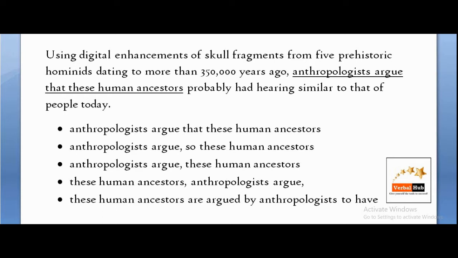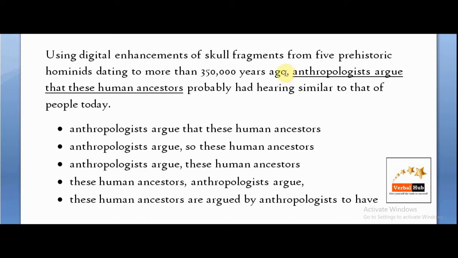And what is a marker? Marker means what? For tense, there is a marker. For modifier, there is a marker. For pronoun, there is a marker. For subject verb, there is a marker. I'll discuss one by one in detail. First of all, let me read the passage. It says, using digital enhancements of skull fragments from 5 prehistoric hominids dating to more than 350,000 years ago, comma.